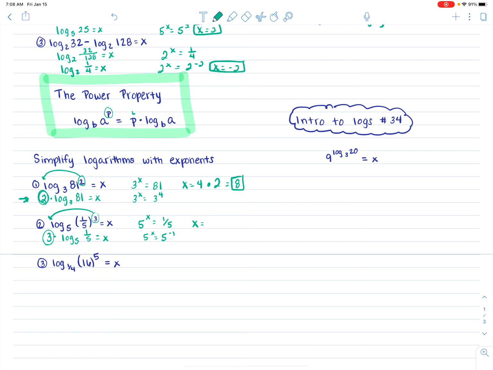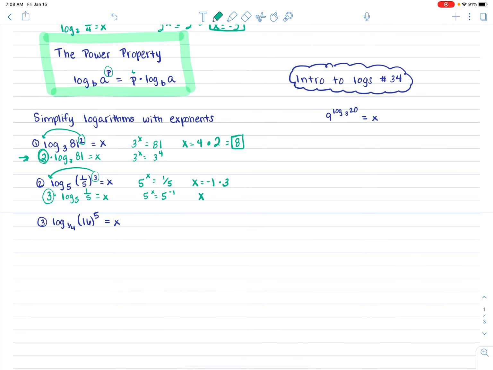So we can say x equals negative 1, but now we need to multiply it by the 3 that we pulled in front. So really x is negative 3.